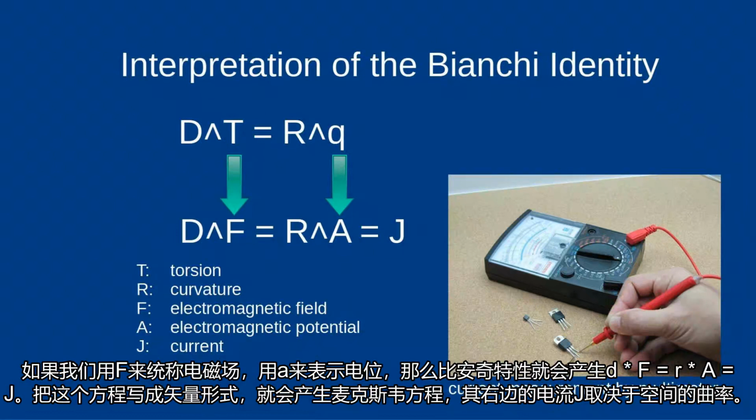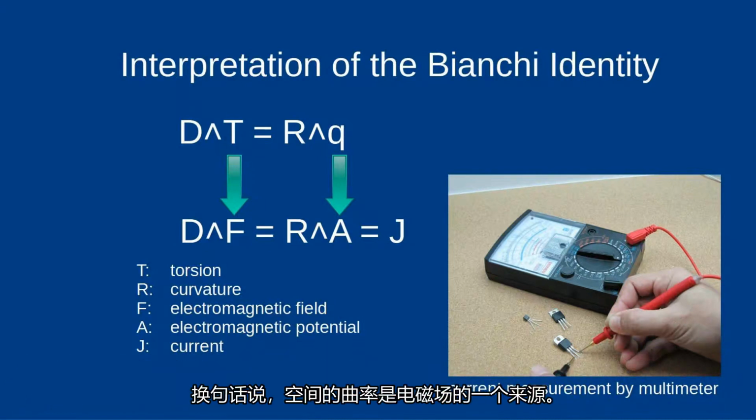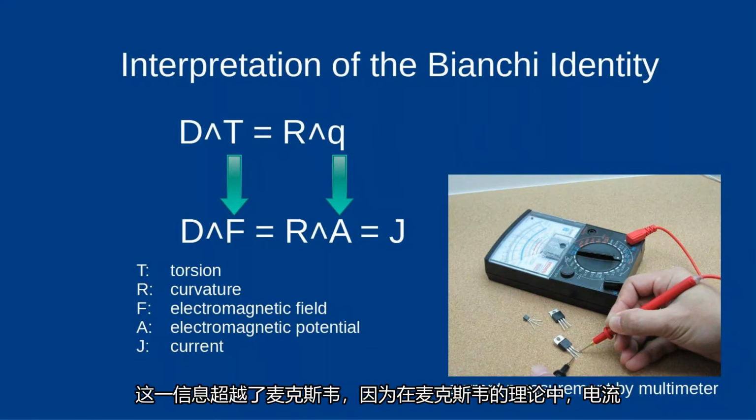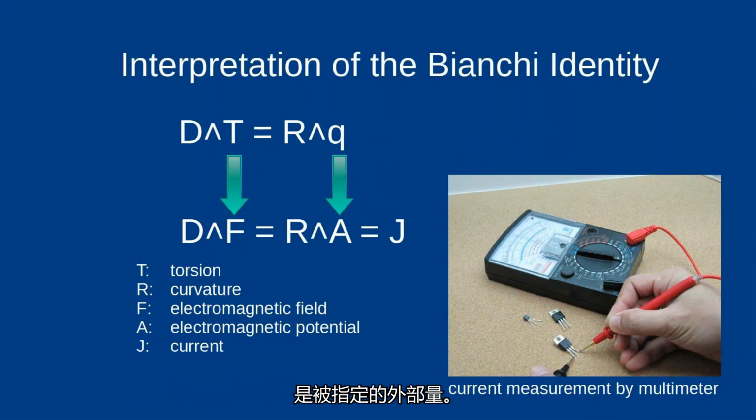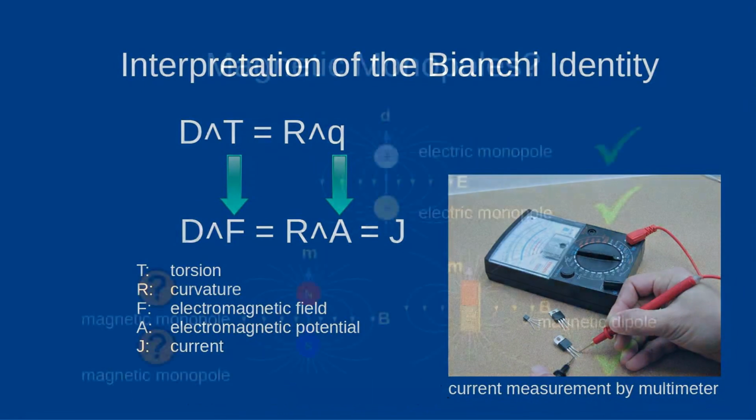Writing this equation in vector form yields exactly Maxwell's equations, with the current J on the right-hand side, which depends on the curvature of space. In other words, the curvature of space is a source of electromagnetic fields. This information goes beyond Maxwell, since in Maxwell's theory the currents are external quantities that are specified.